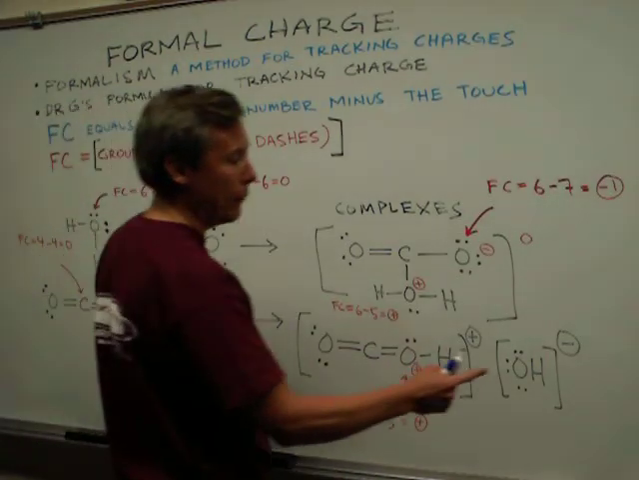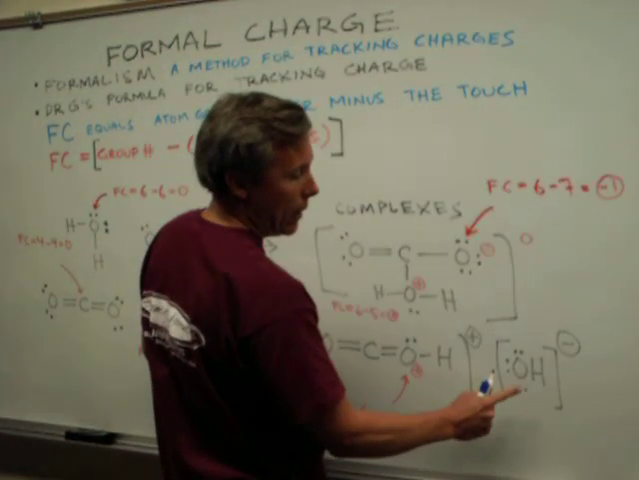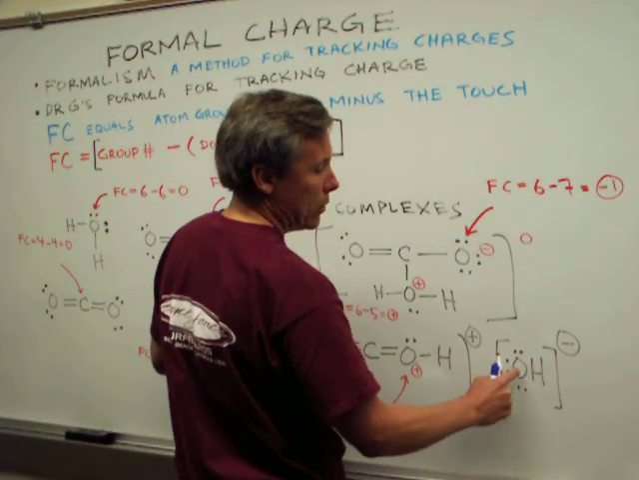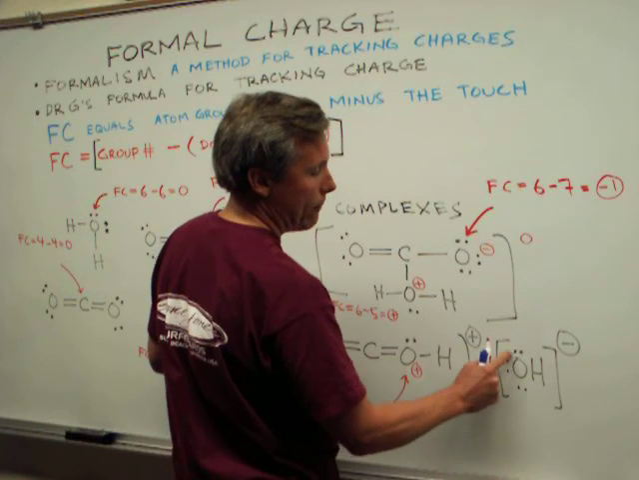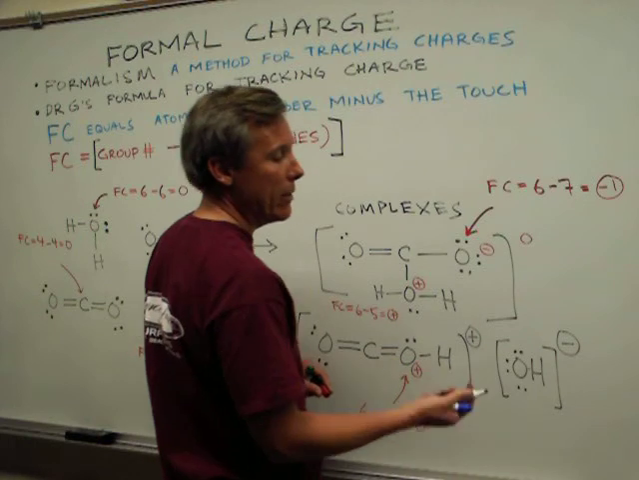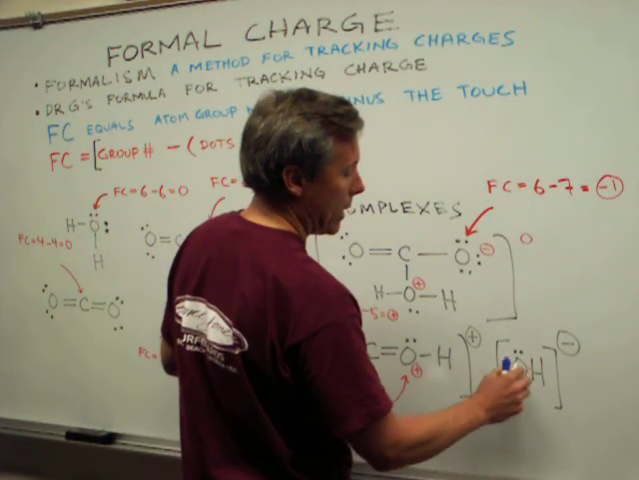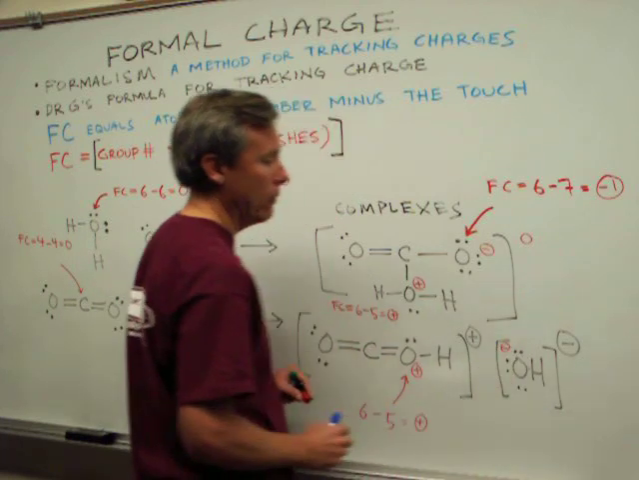Let's see if we can calculate the formal charge of oxygen in hydroxide ion. Oxygen is in group 6. 6 minus 1, 2, 3, 4, 5, 6, and then there's a bond here for 7. 6 minus 7 is a -1. The charge of oxygen in hydroxide ion is a negative formal charge.